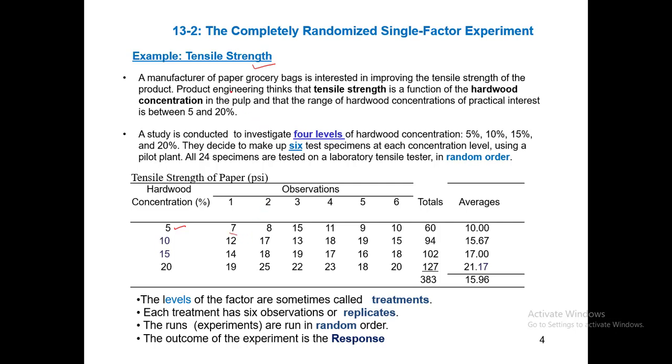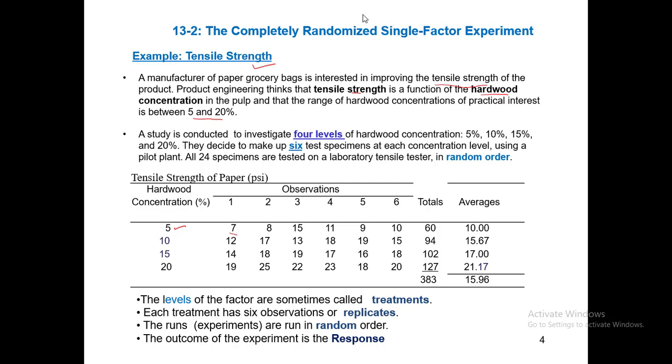Let's go to the problem statement. A manufacturer of paper grocery bags is interested in improving the tensile strength of the product. So tensile strength is our response variable. Product engineering thinks that the tensile strength, the response variable, is a function of hardwood concentration. It means when the concentration of the hardwood changes, the tensile strength varies in the pulp, and that the range of concentration of practical interest is between 5 and 20%.